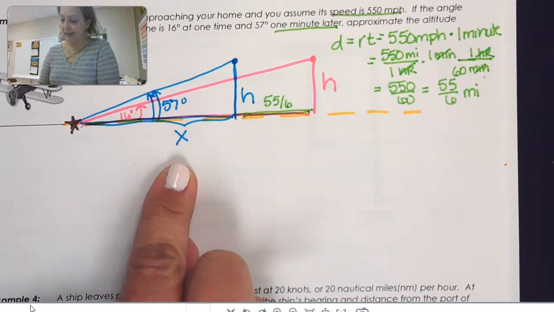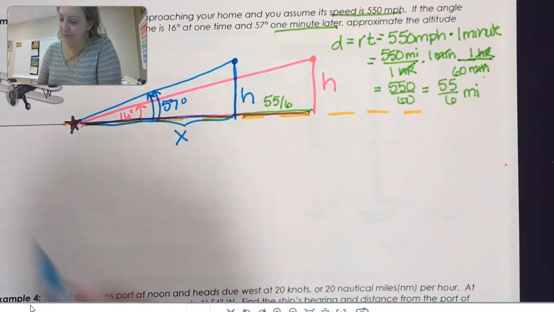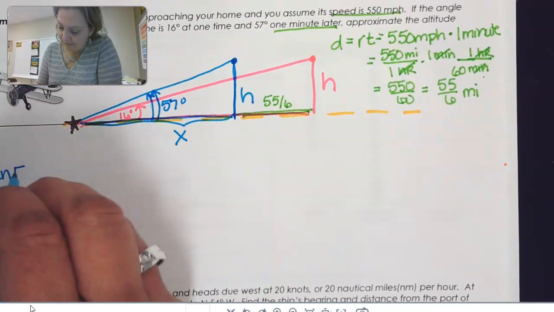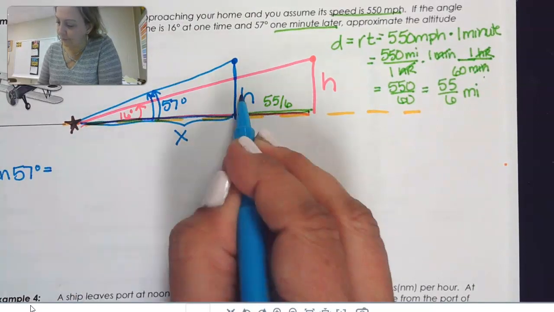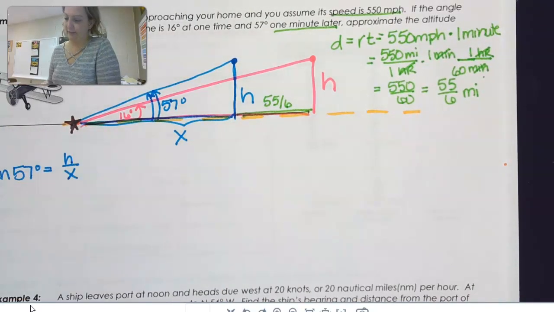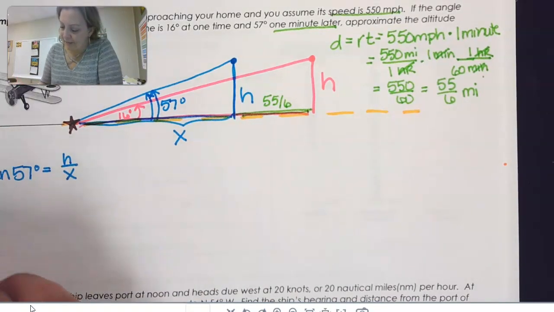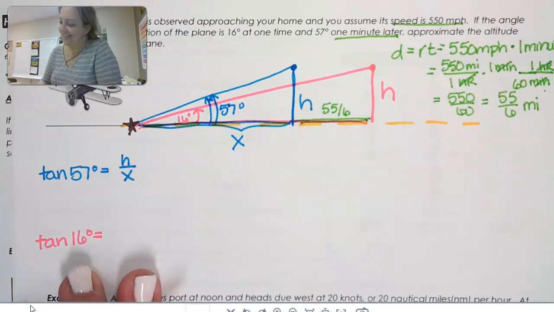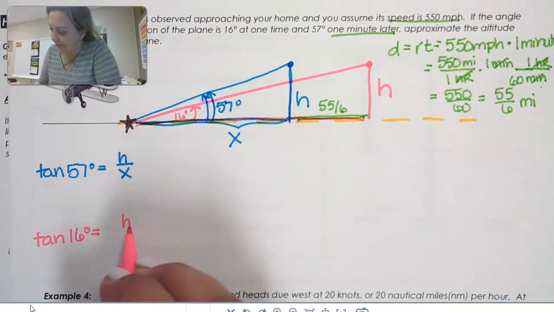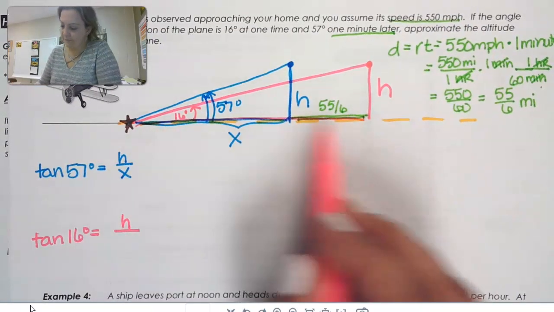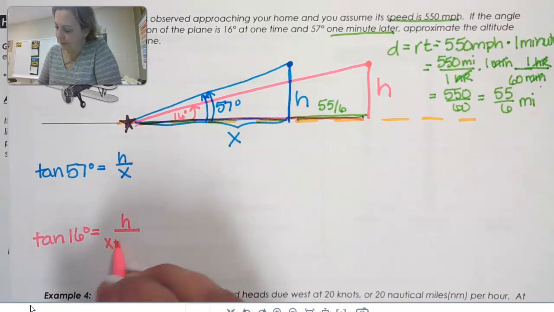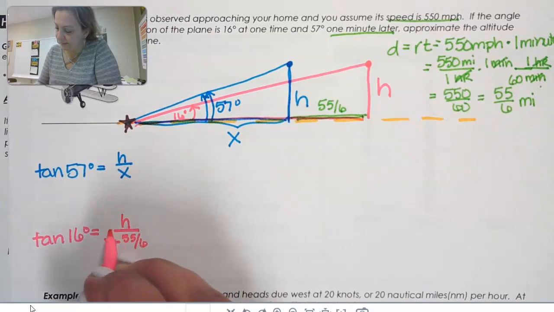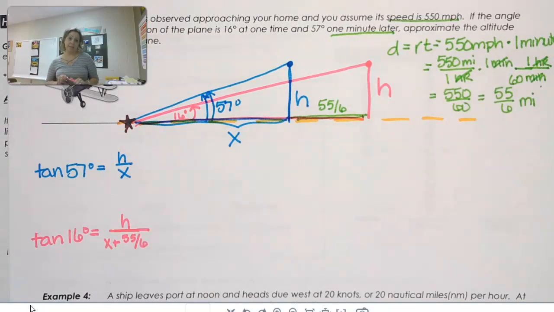I'll focus on the blue triangle first. Again, I have tangent. So here I have that the tangent of 57 degrees would be h over x. And here I have that the tangent of 16 degrees is going to be h over this whole thing, which is going to be x plus 55/6. Now, this problem gets much more obnoxious because it's not a nice number like 2, but that's okay. We can still get there.